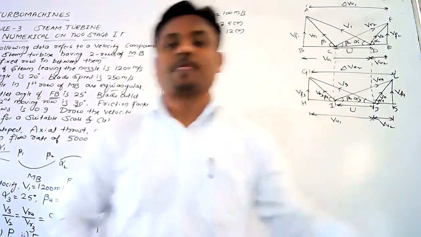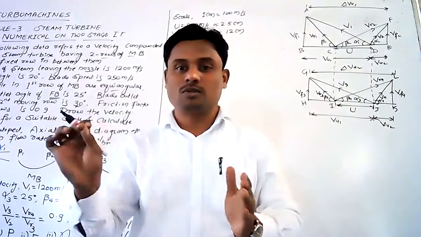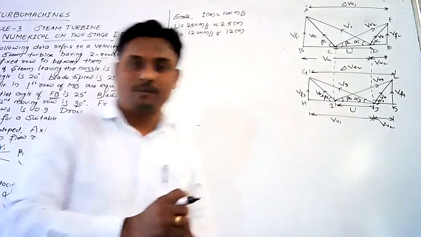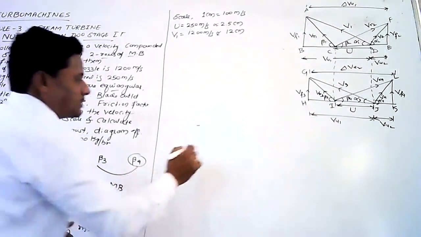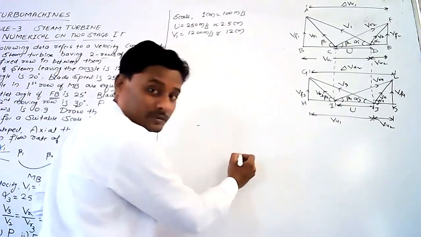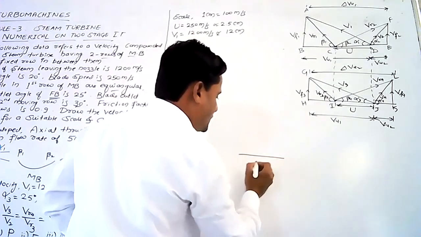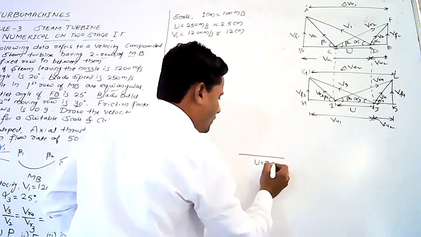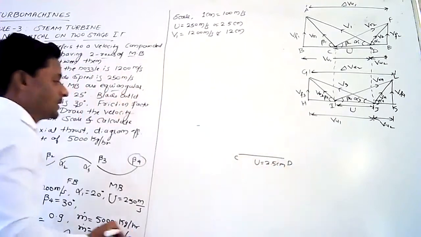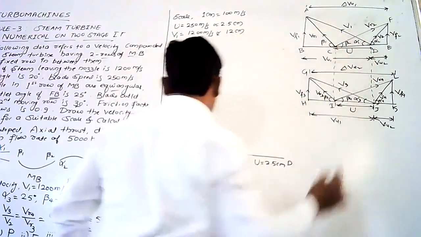Just listen here carefully. Divide the complete graph sheet, which is in landscape mode, into two halves. From the center, start sketching for stage 1, the first stage. This is the common base U here. Let's start from here. This is U, U equals 2.5 centimeters, or it is CD. Now from D, at angle alpha 1, V1 is emerging.